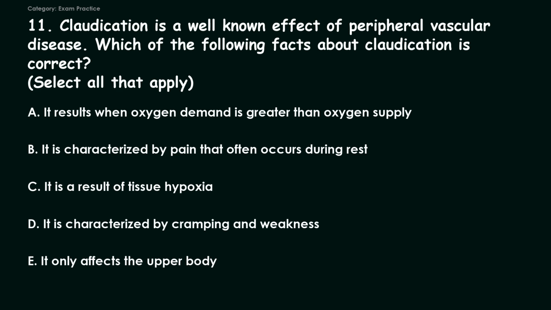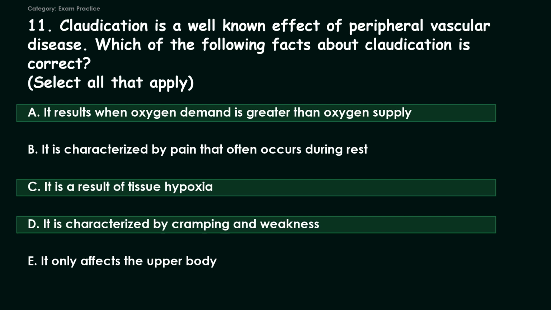Question 11. Claudication is a well-known effect of peripheral vascular disease. Which of the following facts about claudication is correct? Option A. It results when oxygen demand is greater than oxygen supply. Option B. It is characterized by pain that often occurs during rest. Option C. It is a result of tissue hypoxia. Option D. It is characterized by cramping and weakness. Option E. It only affects the upper body.